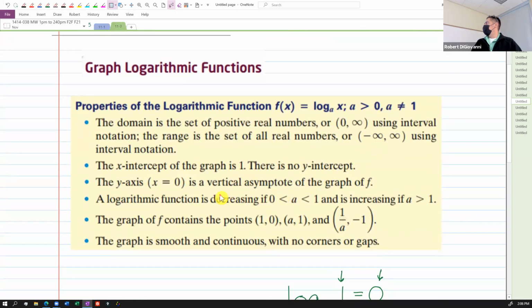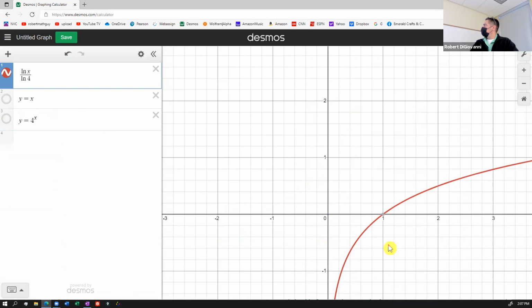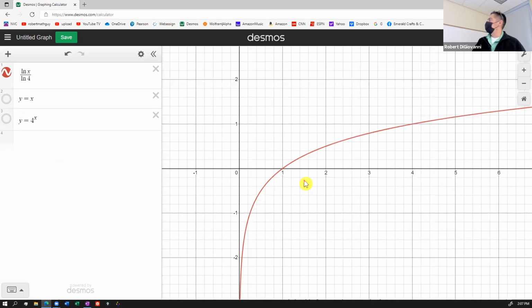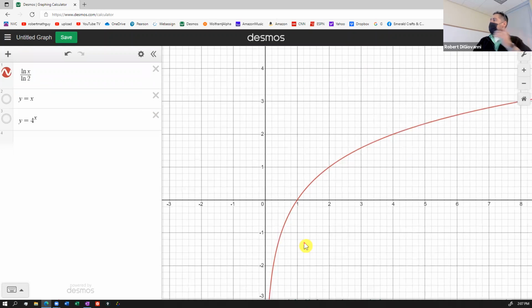What's the next property? Oh, it's decreasing if A is between 0 and 1 and increasing if A is greater than 1. Let's go back and look at our graph. Look at the red one. Is that function increasing or decreasing? It's increasing, right? Now, let me change it back to what we started with. This was log base 2, right? Now, what if I change that base to a number between 0 and 1? Let me show you what happens.